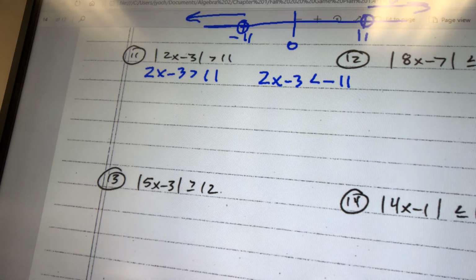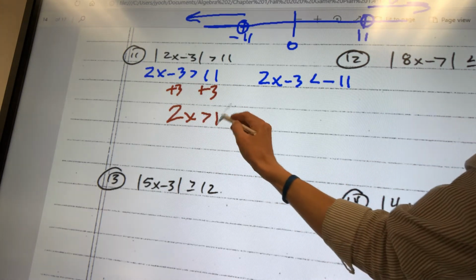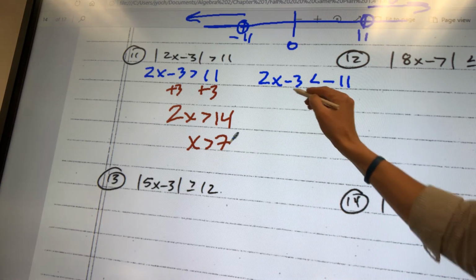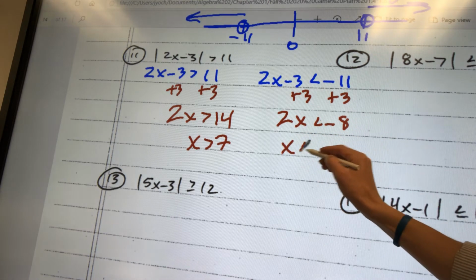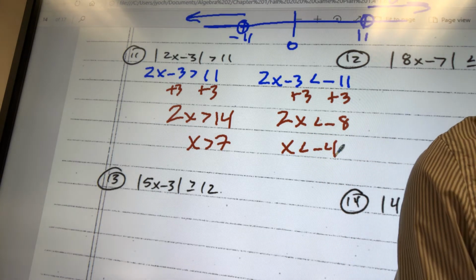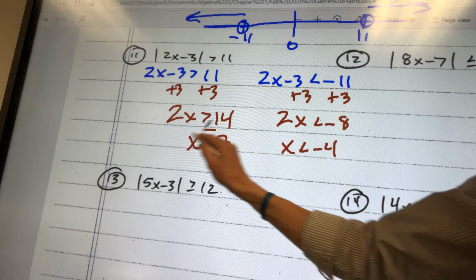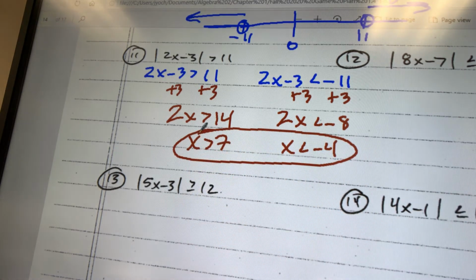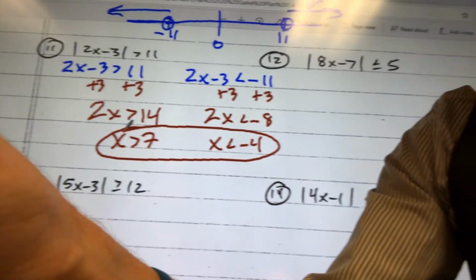So now I just solve both, and in both inequalities, I add 3 and divide by 2. 2x greater than 14. X is greater than 7. Add 3. 2x less than negative 8. X is less than negative 4. This would be an OR statement. You can't think of any numbers greater than 7 and less than negative 4. You don't have to worry about and or in this class, just write that down. Greater than 7, less than negative 4. Your two possible solutions there for x, depending on where you're going to live. Right there. All right.